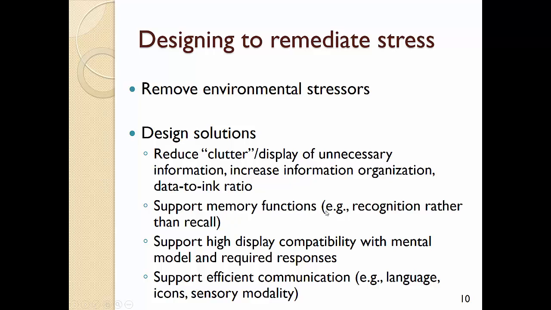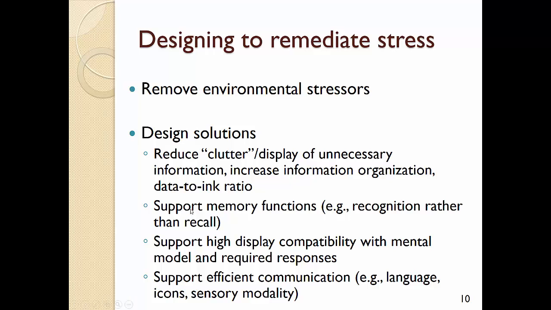Support memory functions. So memory in particular is susceptible to stress, and especially working memory. So it's like your moment-to-moment consciousness is on fewer things. It only processes a relative subset of what you normally would.